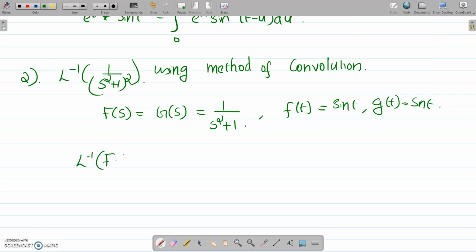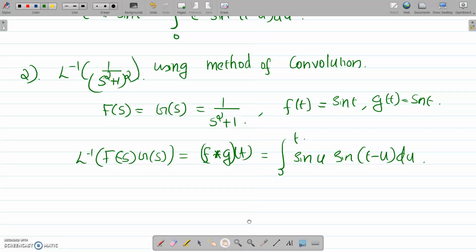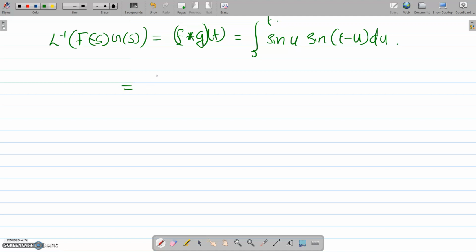So L inverse of f of s into g of s is equal to f star g of t, which implies the integral from 0 to t of f of u, that is sin u, into sin of t minus u, since both are sine functions, du. Expanding this, it is the integral from 0 to t of sin u into sin of t minus u du. This is of the form sin a sin b.